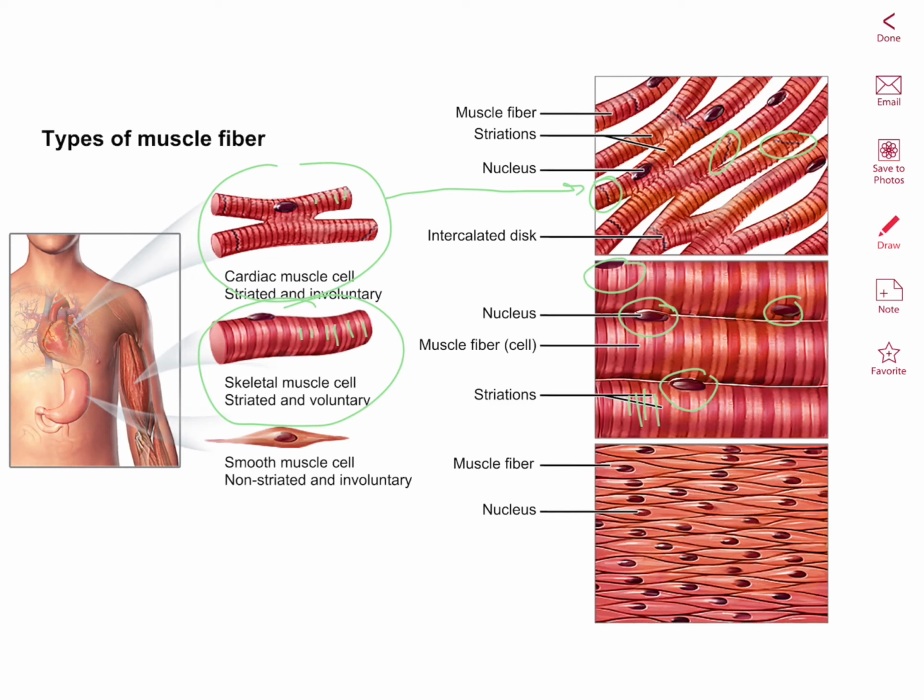And the third one is the smooth muscle. It is involuntary, meaning that you do not control it, and it has no striations. For example, smooth muscle is found in blood vessels and in the GI tract.